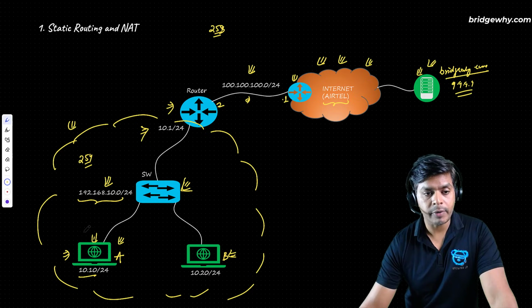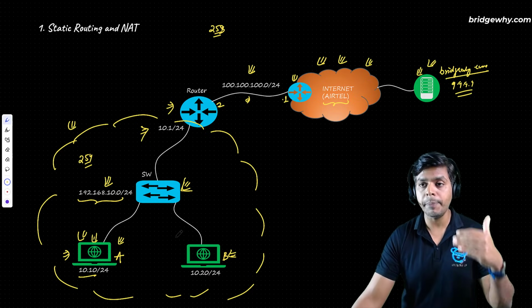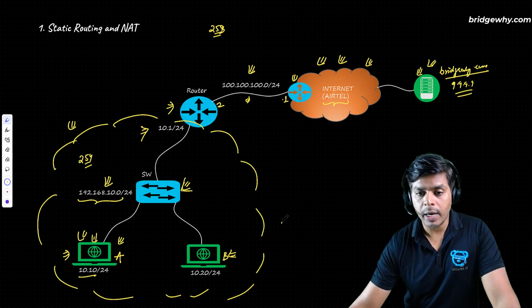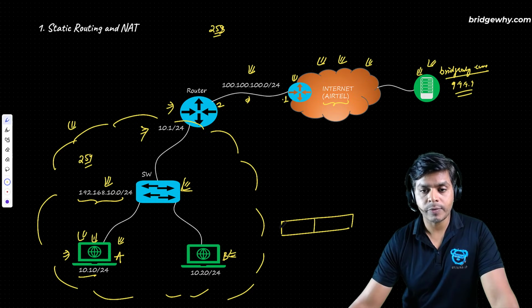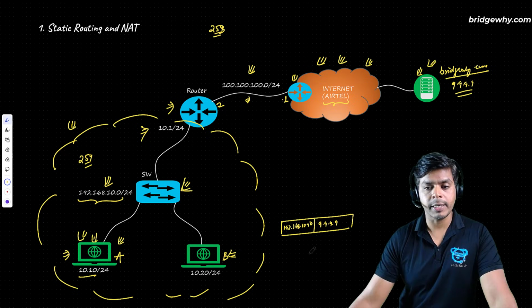So PC A wants to communicate to BridgeWhy.com. It understands by DNS that the IP address of BridgeWhy.com is 9.9.9.9. So I am creating an IP packet right here. The source of this packet is going to be 192.168.10.10, and the destination will be 9.9.9.9. As simple as that, right?